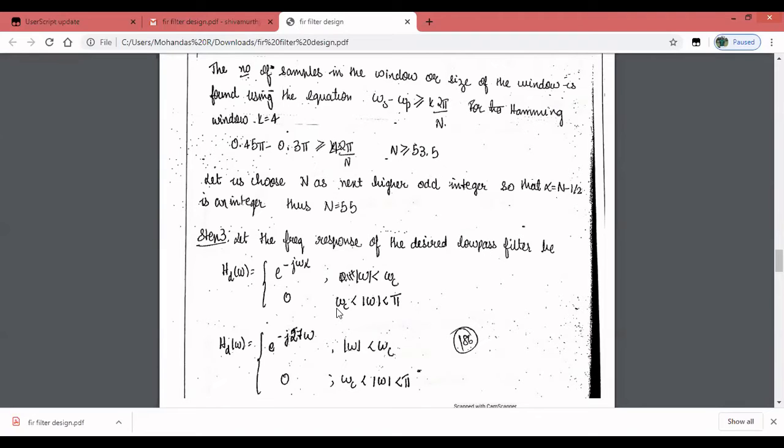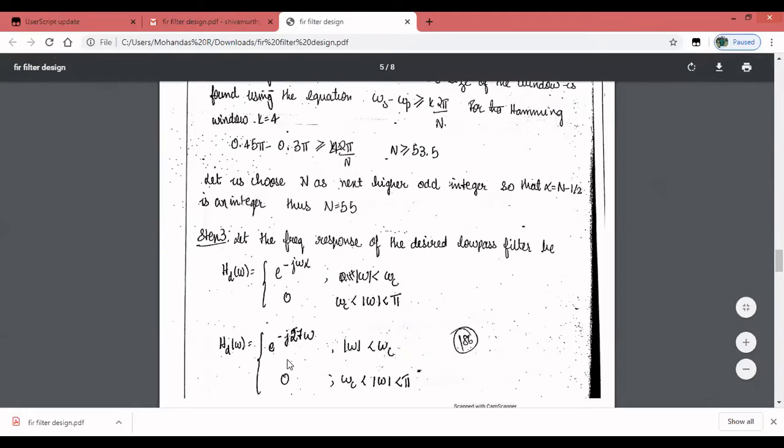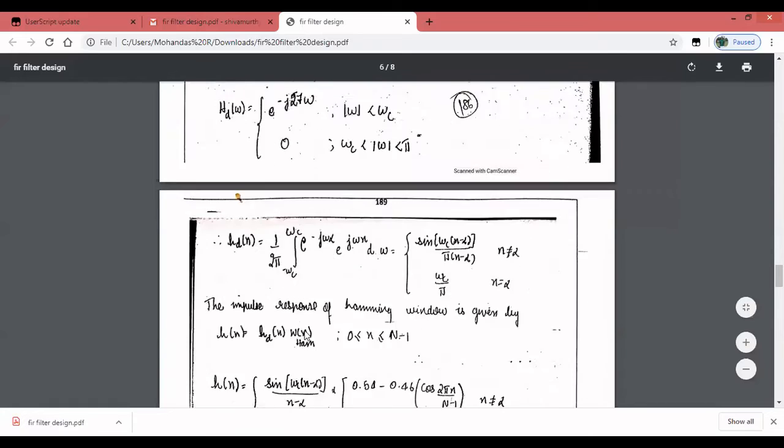In this, I have to find out what is my value of alpha. How can we find out alpha? Alpha is equal to capital N minus 1 by 2. What is capital N here? That is the order what we have got here, which is 55. So it is 55 minus 1, it will become 54. 54 by 2, it is 27. Okay, so my value of alpha is 27. So it will become e to the power of minus j 27 into omega. Okay, so I just substituted the alpha value here in the equation.